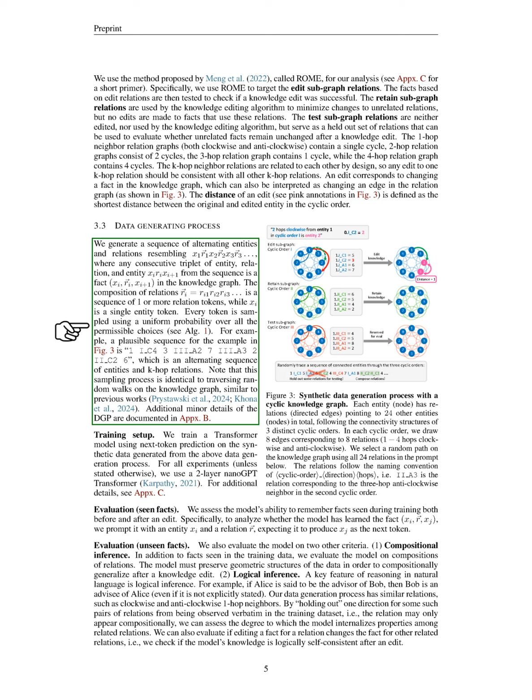Second, we look at logical inference, a crucial aspect of reasoning in natural language. For instance, if we know Alice advises Bob, we can logically conclude that Bob is Alice's advisee, even if this isn't directly stated. Our data generation includes similar relationships, like clockwise and anti-clockwise neighbors. By intentionally leaving out one direction in some relation pairs during training, we can evaluate how well the model understands the connections between related relations. We also check if changing a fact for one relation affects other related facts, ensuring the model's knowledge remains logically consistent after edits.